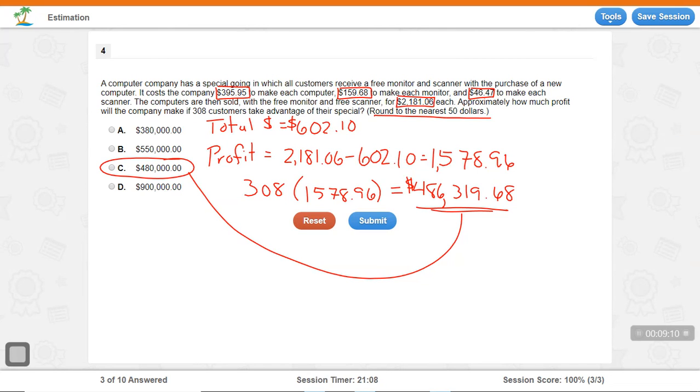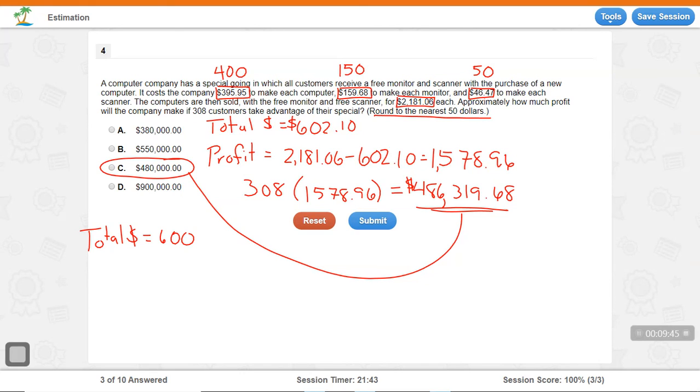Now watch how they want you to actually do this when they say round to the nearest $50, which is neat because this time you actually can round to get the correct answer because they told you how to round. That means that this value of $395.95 would go to 400. All right, $159.68 would go to 150. All right, $46.47 would go to 50. And now if we get that total, the total cost rounded in order to make it would be $600 if I add all those up.